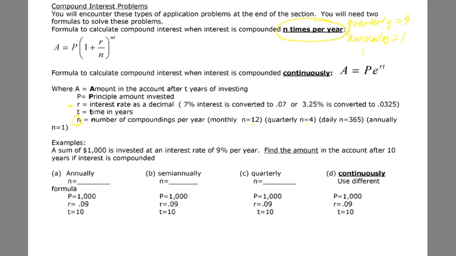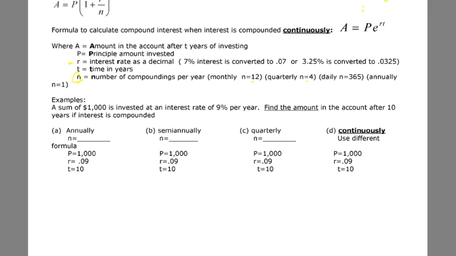Let's look at them all in one swoop. A sum of $1,000 is invested at an interest rate of 9% per year. Find the amount after 10 years if interest is compounded, given these 4 scenarios.